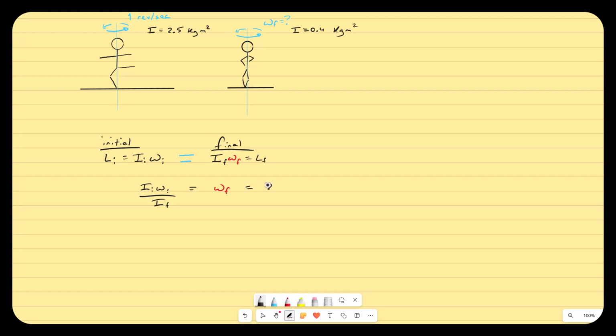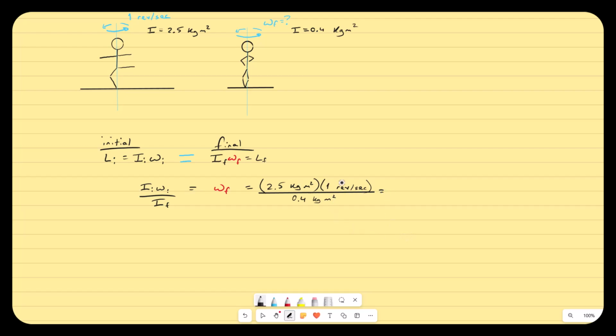2.5 kilogram meter squared times omega initial. Now here's a problem. I have omega initial in terms of revolutions per second. Ultimately, the units on my I and I are going to cancel out. So if I just leave this in revolutions per second, I'm going to end up with an answer that's in revolutions per second. And I can do that for right now. I'm dividing by my final, which is 0.4 kilogram meters squared.